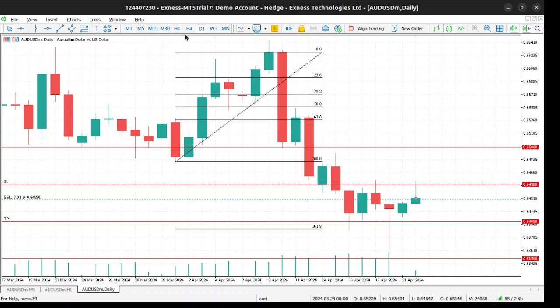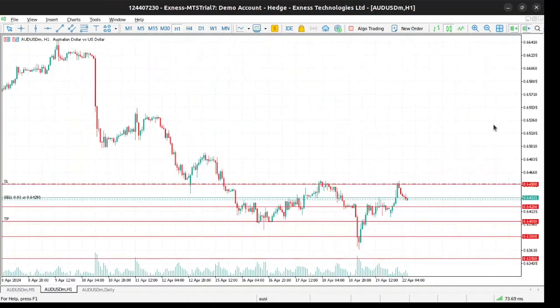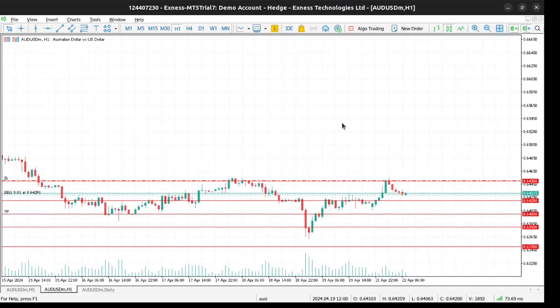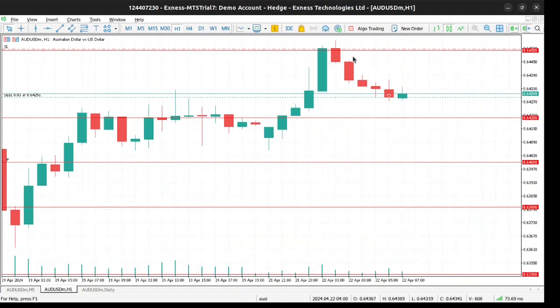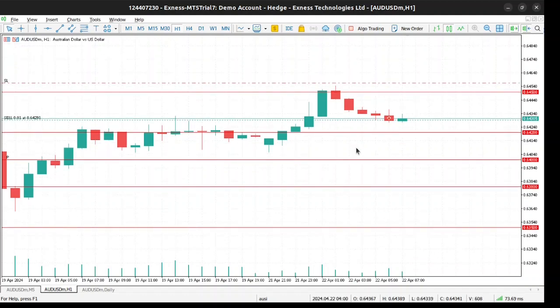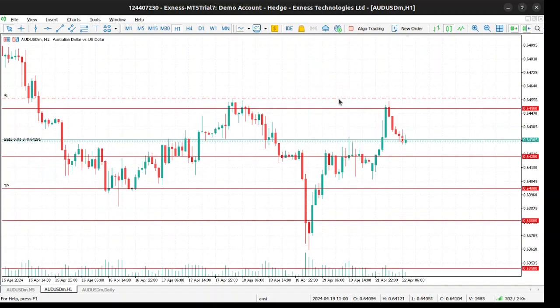This is daily chart. This is the hourly. Aussie USD. I should take it up with some upper, below this.